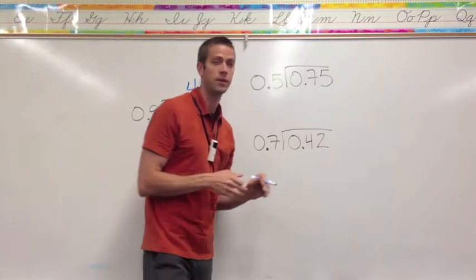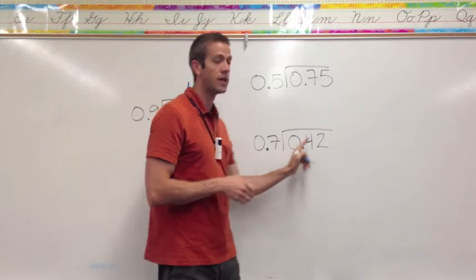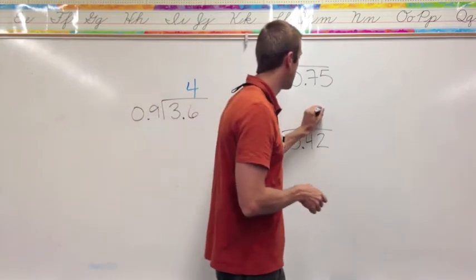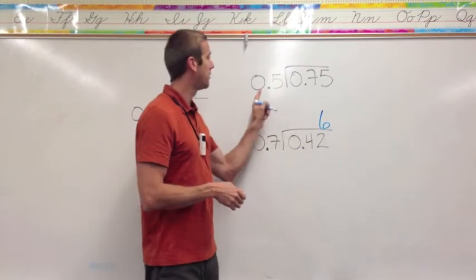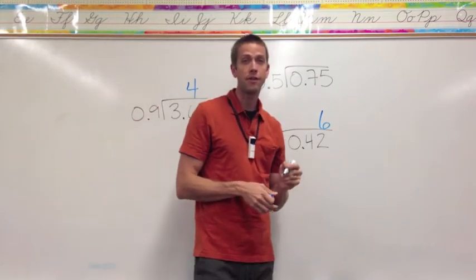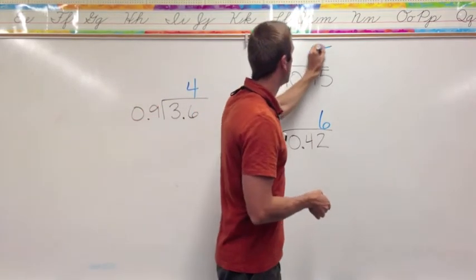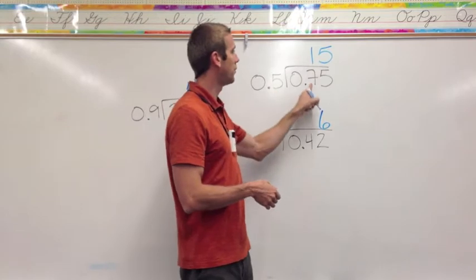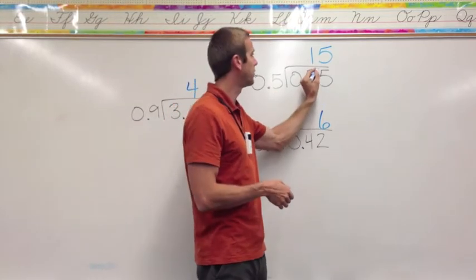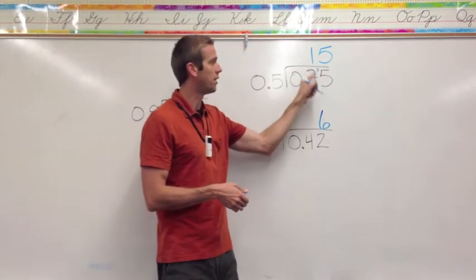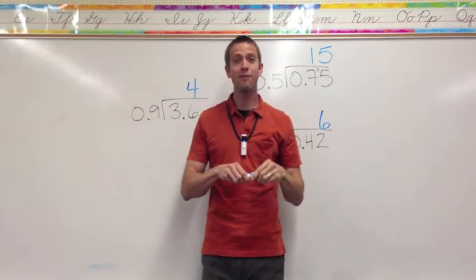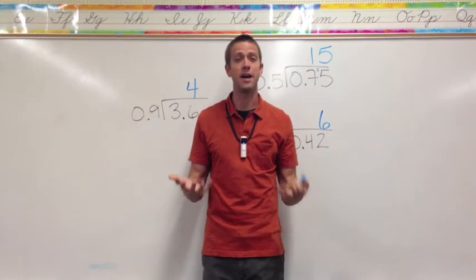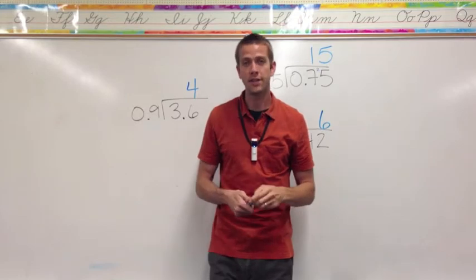Let's try that for the other ones. 7 goes into 42 6 times. And 5 goes into 75 15 times. Right? Because 5 goes into 7 once, leaving me with 2. And 5 goes into 25 5 times. So I have my digits. I'm almost done. There's just the trick of the decimal.